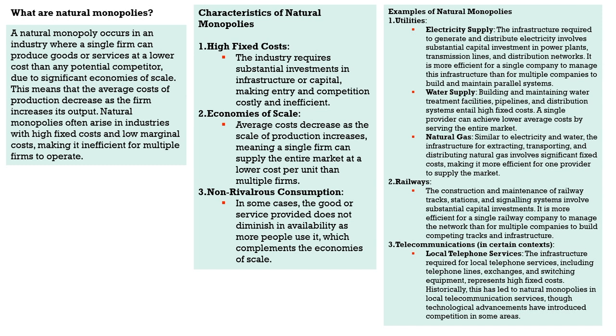I have taken the example of railways. The construction and maintenance of railway tracks, stations and signaling systems involve substantial capital investments, and it is more efficient or conducive for a single railway company to manage the network than for multiple companies to build competing tracks and infrastructure. In the context of India, for example, it is the Indian Railways, where there is a massive government intervention to ensure the conditions are conducive for the public sector to intervene.